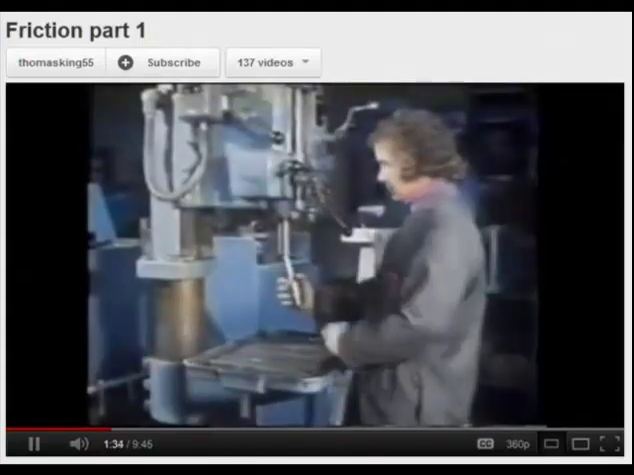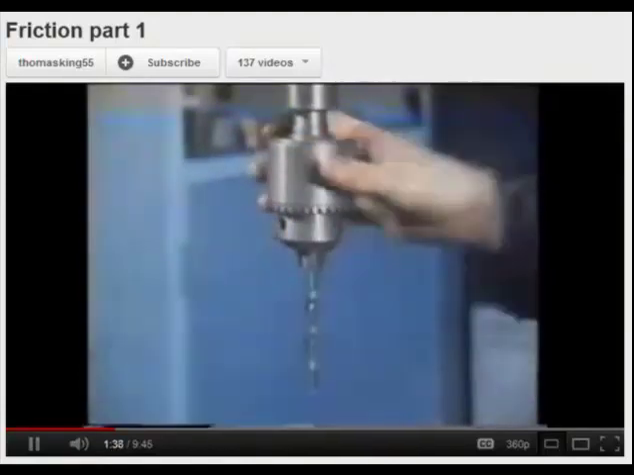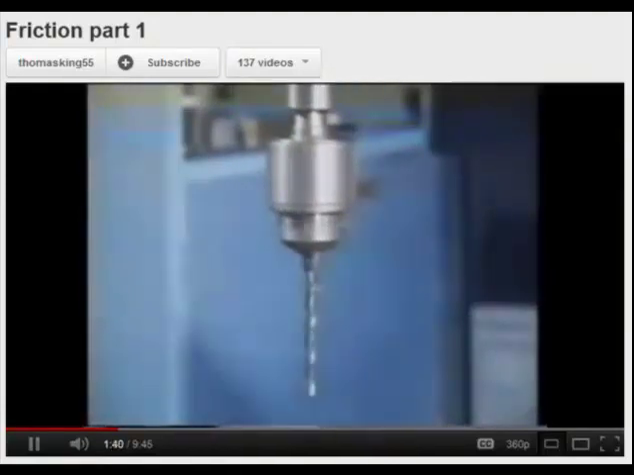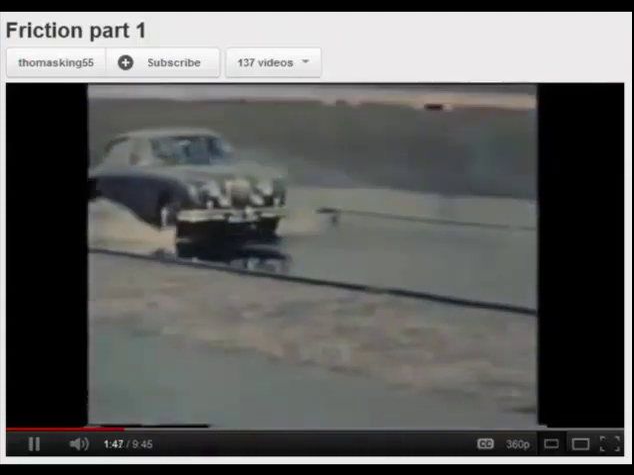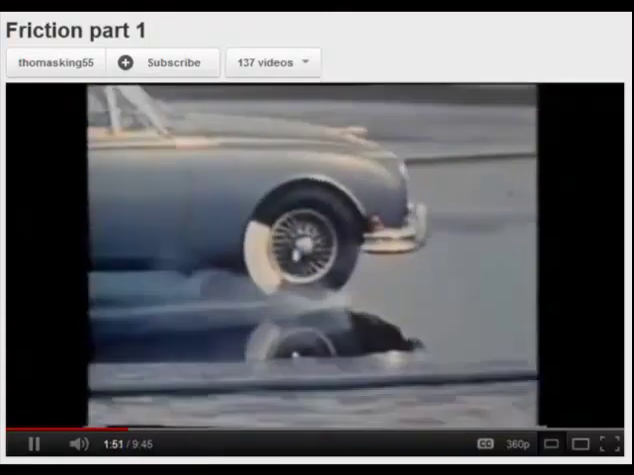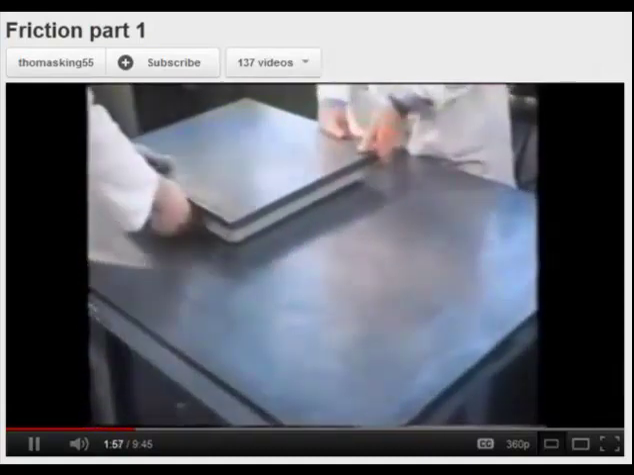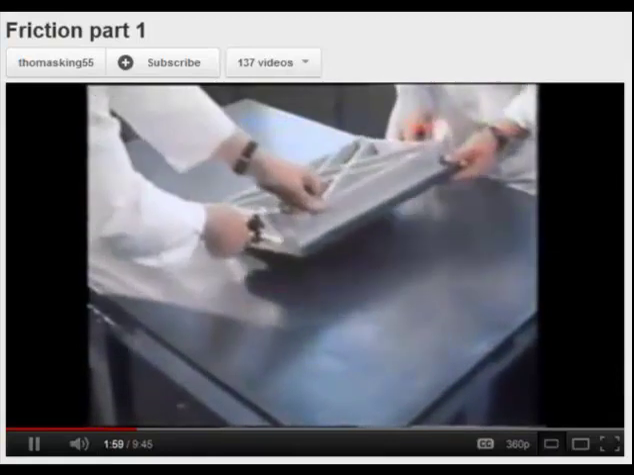And it's only friction which holds the taper shank in place. So, if friction is sometimes the enemy of efficiency, it's also a phenomenon we can't do without. This car can't stop because friction between tire and road has been reduced by a film of water. This simple experiment helps us to understand more about friction.